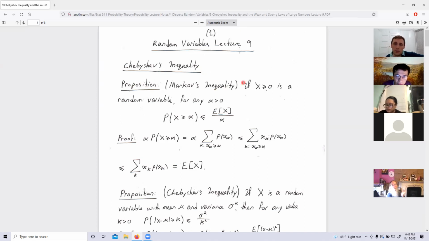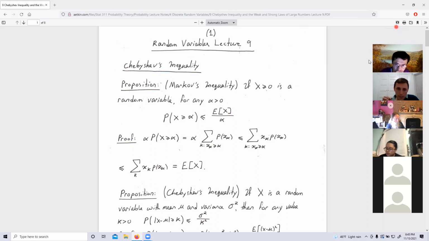Markov's inequality relates the expected value of a random variable and its probability. So we do this. If the random variable never takes values below 0, and alpha is any real number, the probability that x is bigger than or equal to alpha is less than the expected value of x divided by alpha. So that gives you an upper bound of the probability. It doesn't give you anything very precise, but it gives you an upper bound.